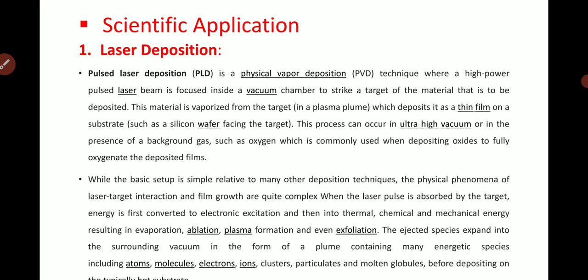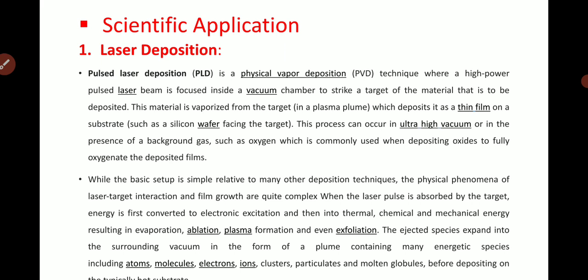When the laser pulse is absorbed by the target, the energy is first converted into electronic excitation and then into thermal, chemical and mechanical energy, resulting in evaporation, ablation, plasma formation and even exfoliation.